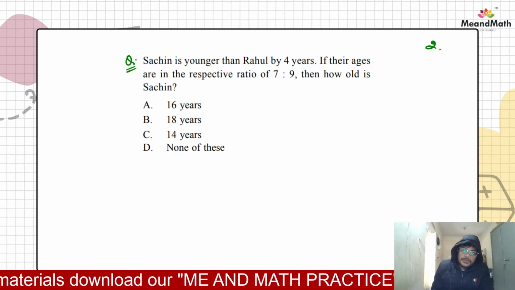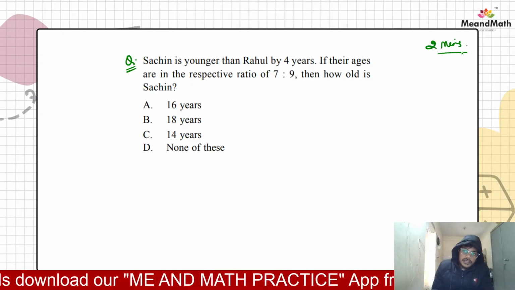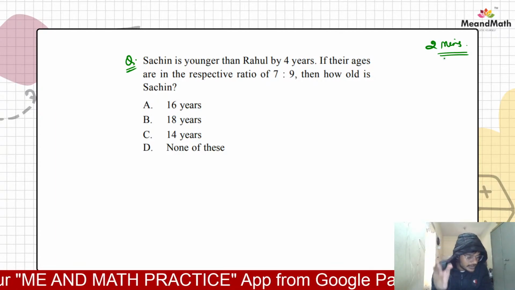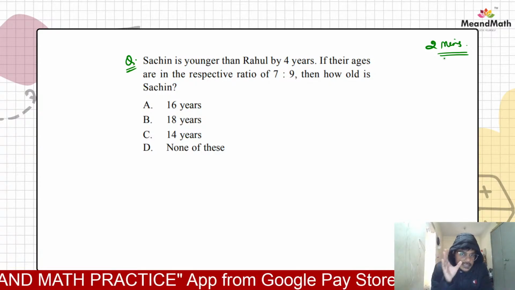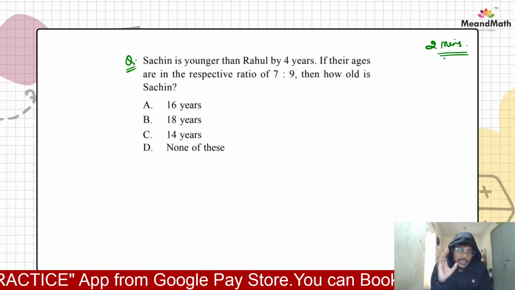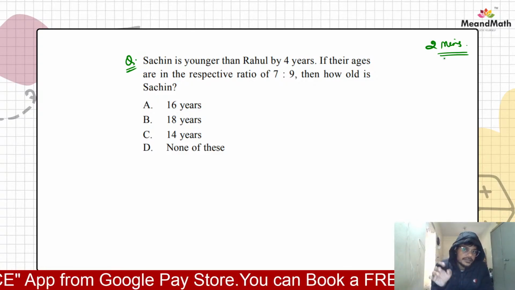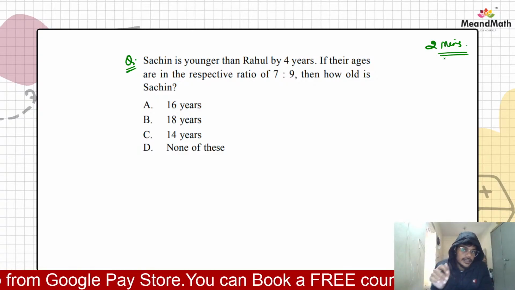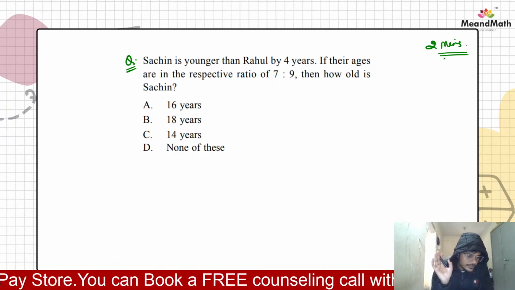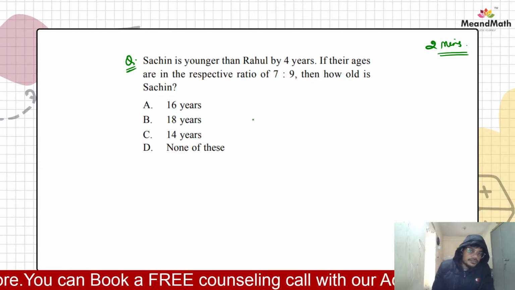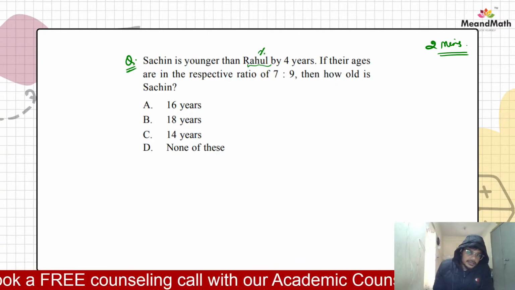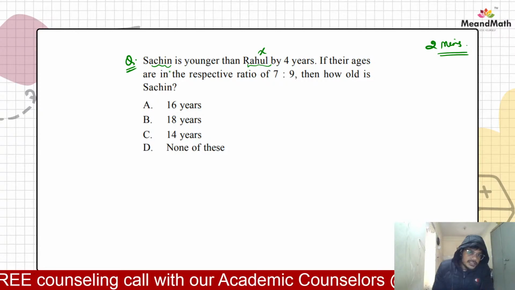Again, I am giving you 2 minutes to solve this question. Sachin is younger than Rahul by 4 years. If their ages are in the respective ratio 7 is to 9, then how old is Sachin? See, this is very simple. Let's say Rahul's age is x, right? Then what is Sachin's age?